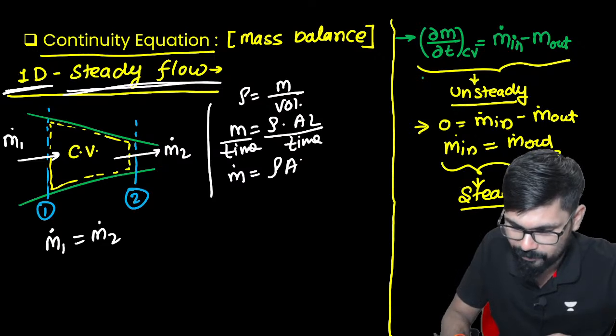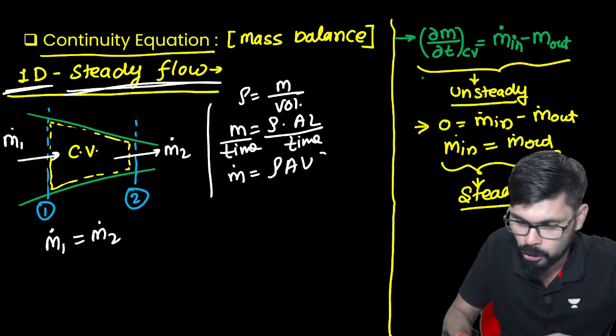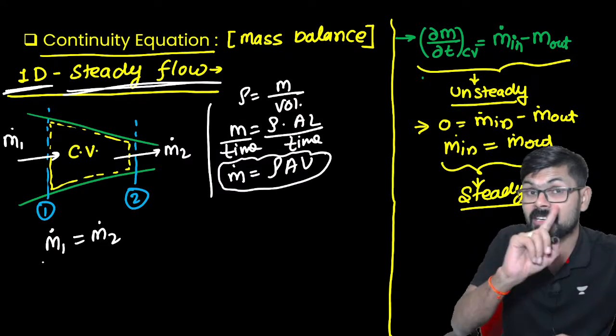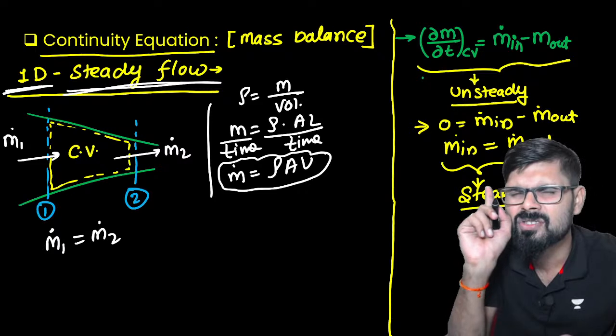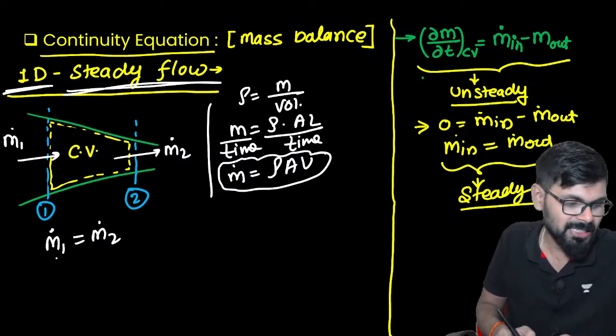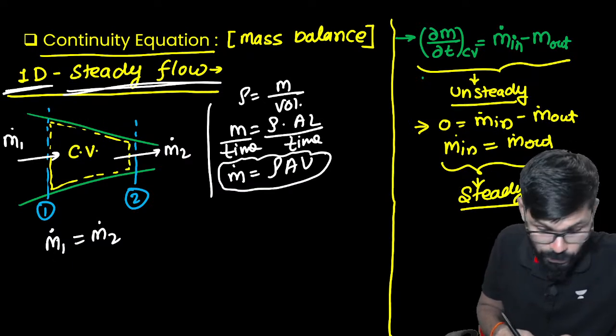So m dot is equal to rho AV. Here rho AV is not mass, it is a rate of mass. Now m1 dot is basically entering.